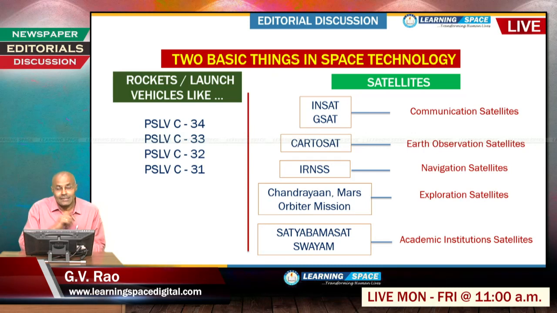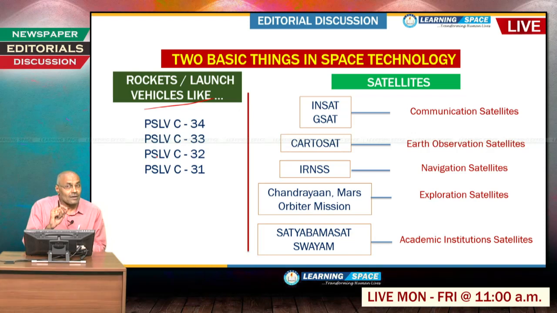And when you look at space technology, basically you should have clear idea about rockets or launch vehicles and satellites. Rockets or launch vehicles like PSLV, GSLV, these are rockets or launch vehicles, and they launch satellites into orbits. Basically, you should have clear understanding about 2 orbits. One is sun synchronous orbit. The second one is geosynchronous orbit.